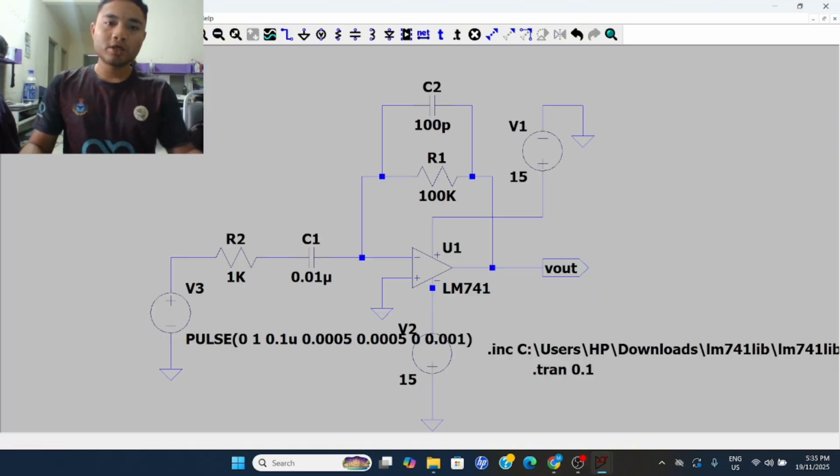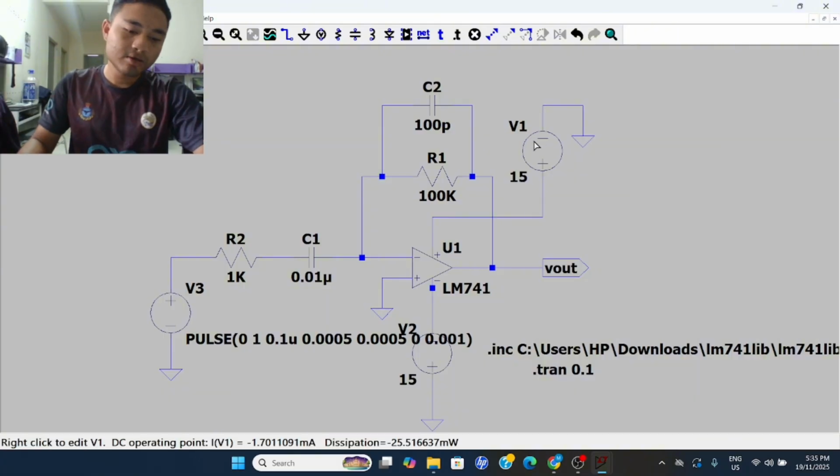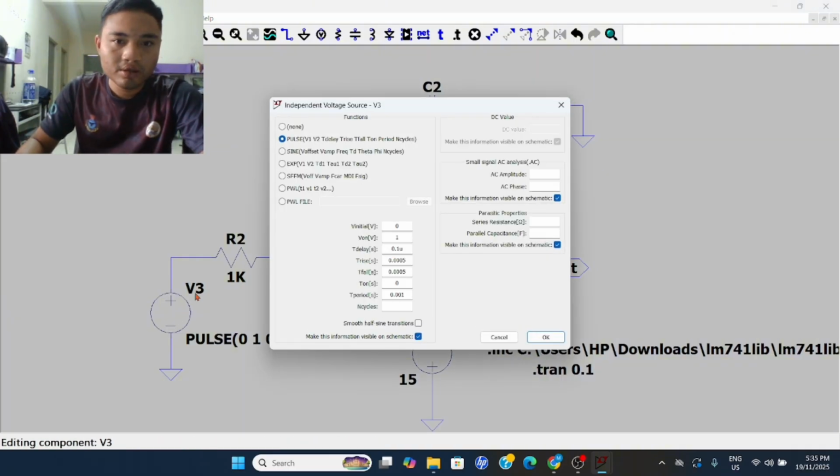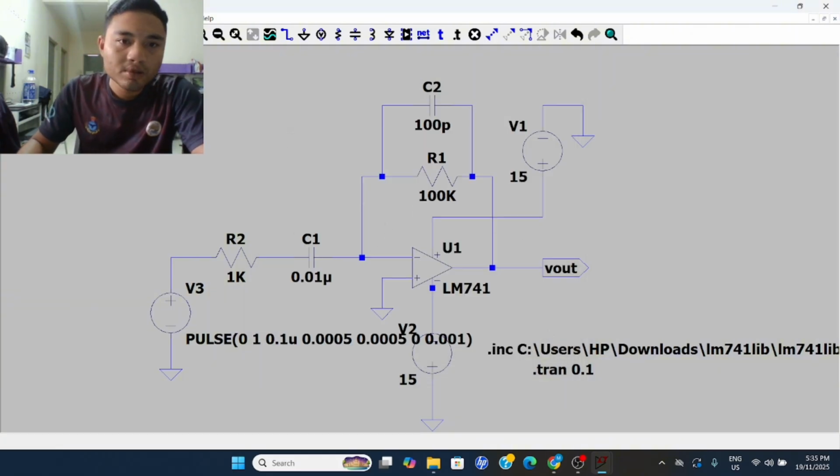That's all for me. Okay, this is the circuit for the differentiator op-amp. First, I set the source to pulse: V on step 1, time delay 0.1 micro, time rise 0.0005, time fall 0.005, T on 0, period 0.001. Okay, I run.